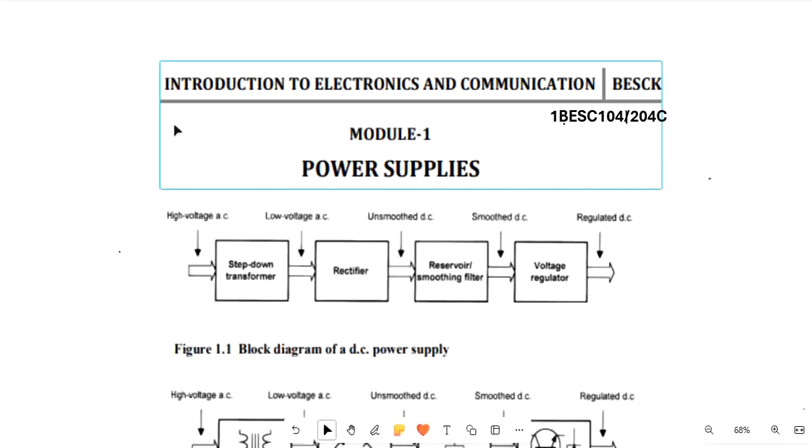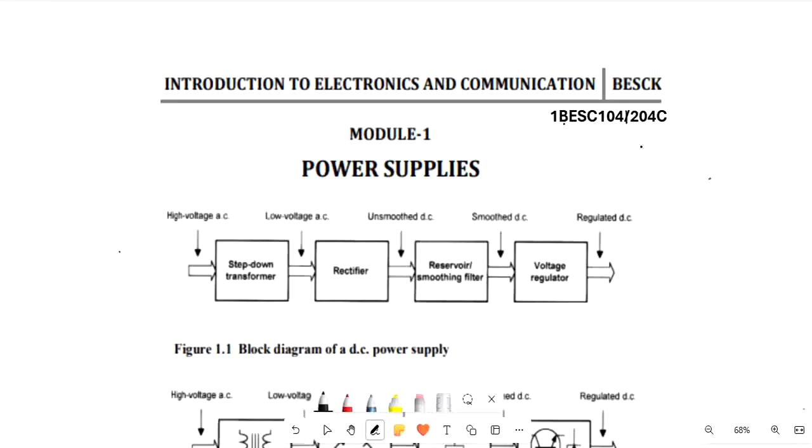The subject name is Introduction to Electronics and Communication. The subject code is 1BESC104C/204C. 104C is for the first semester, and 204C is the subject code for the second semester, so 1BESC is common for both. This subject is mainly designed for computer students other than EC students, that is CSE students, data science students, AML students, IoT students, and mainly the CS branch.